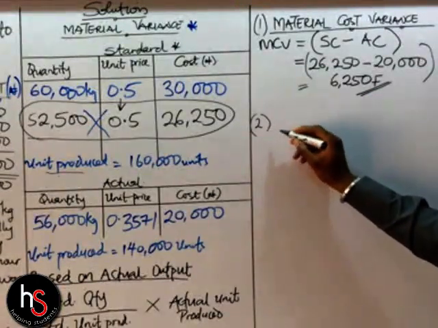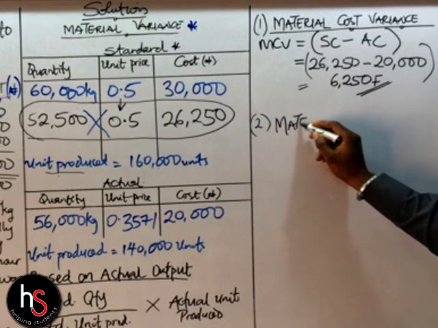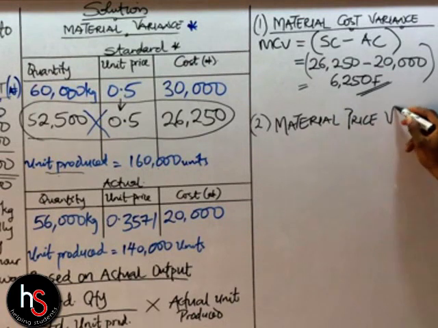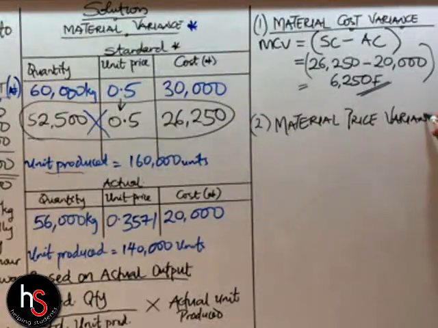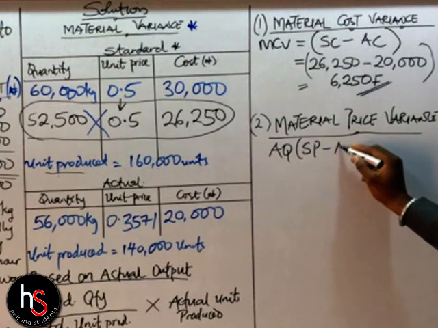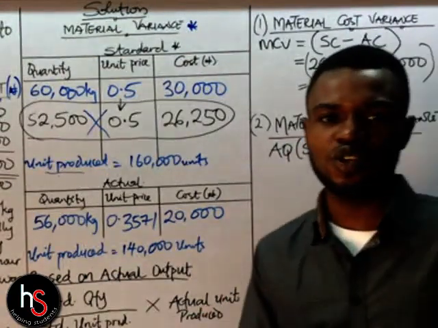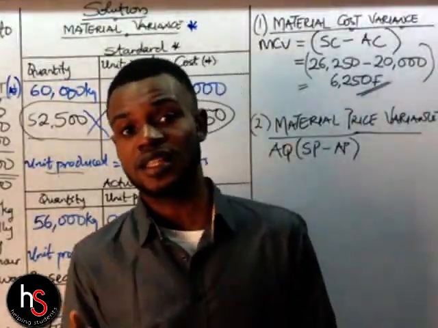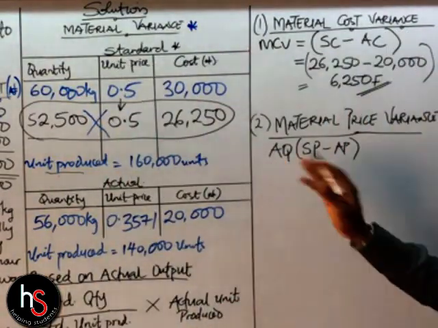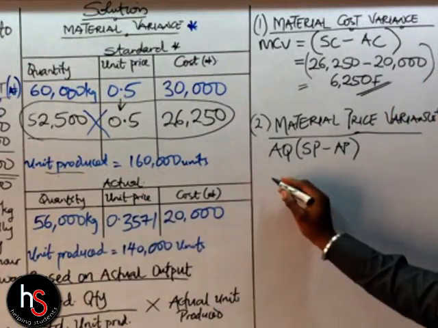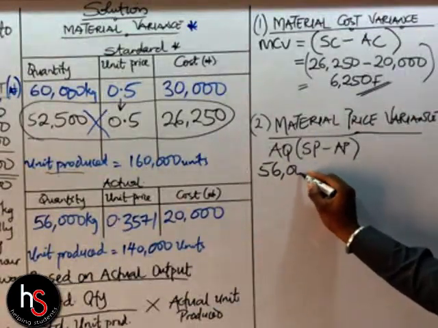Number two is the material price variance. The formula for the material price variance is the actual quantity, then in brackets the standard price minus actual price. Take note of the formula. You must know this formula to answer any question under standard cost. What is the actual quantity? This is the section for actual, and the quantity is 56,000.